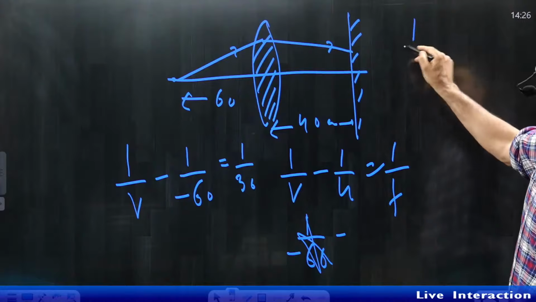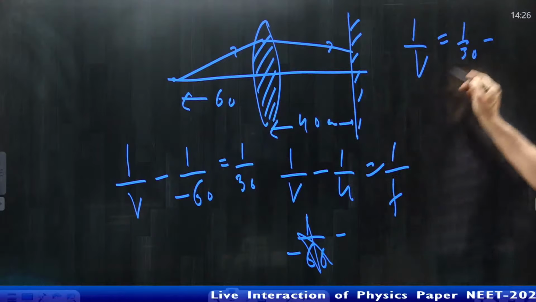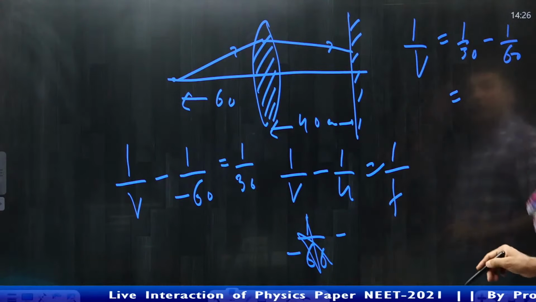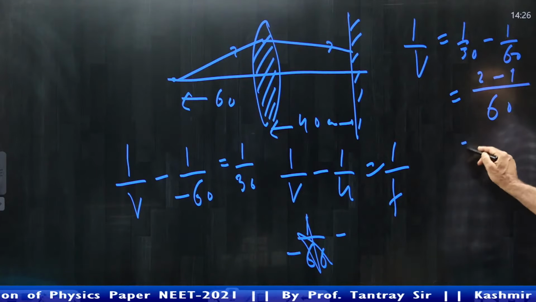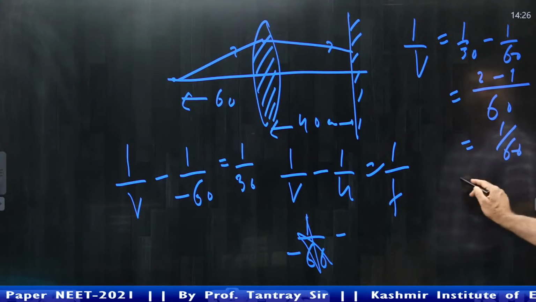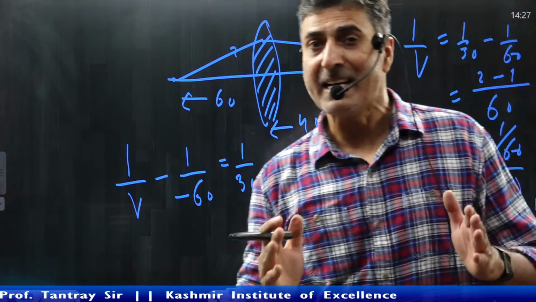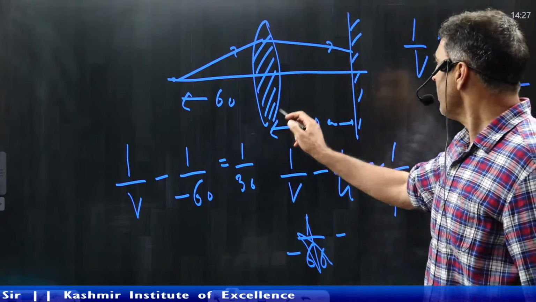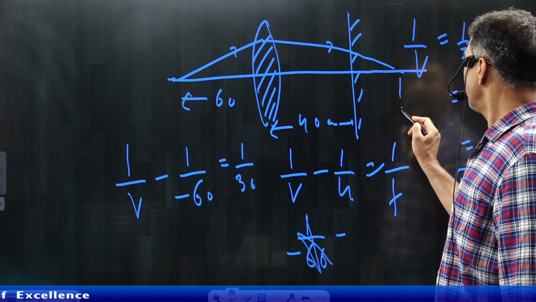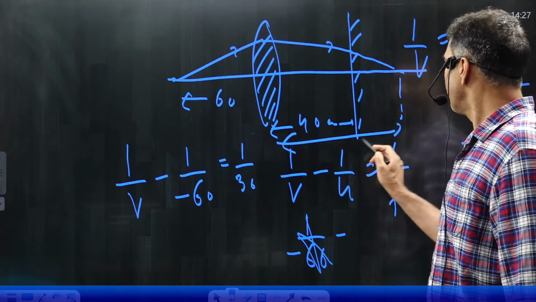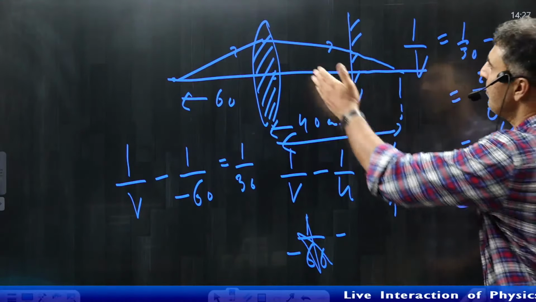Now 1 by V is equal to 1 by 30 minus into minus goes plus. It will go to the right, again minus 60. So it will be 60 LCM. It is 2 minus 1. You get 1 by 60. So V is 60. That means the final image is formed at 60 centimeters from the lens. It forms the image here, 60 centimeters from this lens.